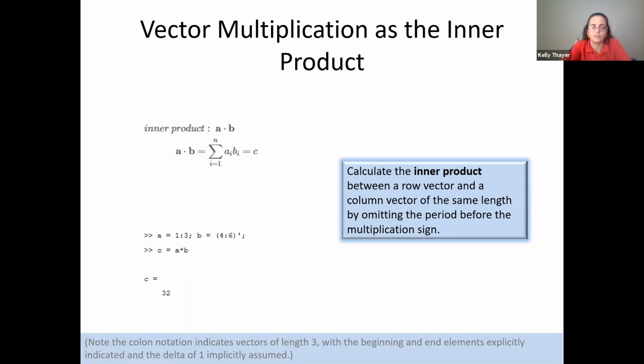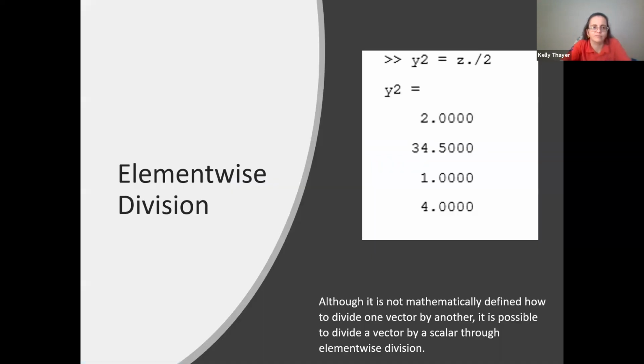Vector multiplication is the inner product. So this is a quick review for those of you who may be a little rusty on your math skills. This is how the inner product is computed. It's indicated as A dot B for the inner product. And A dot B is defined as the summation from i to n, the number of entries you have, of a_i b_i. So they're multiplied together, which will equal C. So here we have an example of how this would look if you did it in MATLAB.